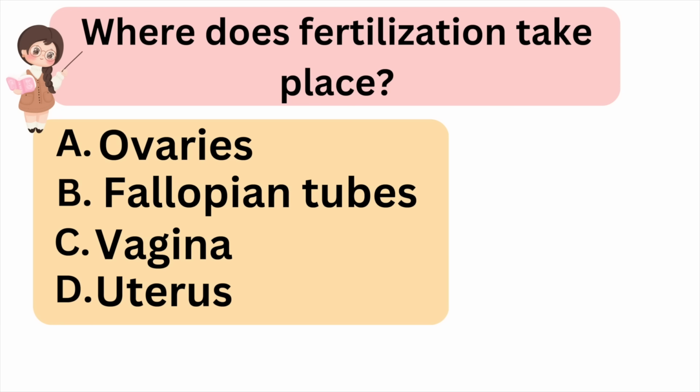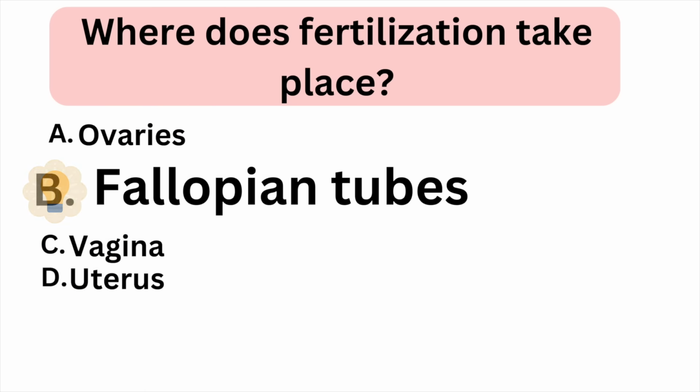Alrighty guys, last question, question number 20. Where does fertilization take place? A, the ovaries, B, the fallopian tubes, C, the vagina, or D, the uterus? Our answer here is the fallopian tubes.